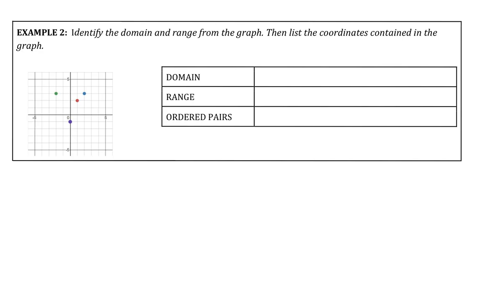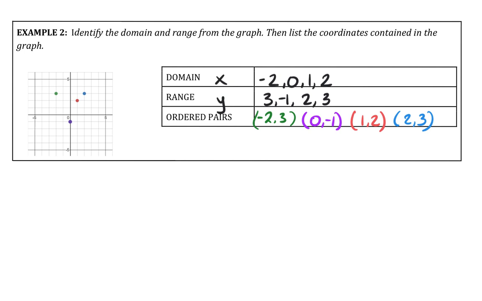Why don't you try this one on your own? This should look familiar. We got a graph there. So pause it and then check your answers against me. There you go. Check your work. List out the ordered pairs and then list out the domain, the X values, and the range, the Y values.